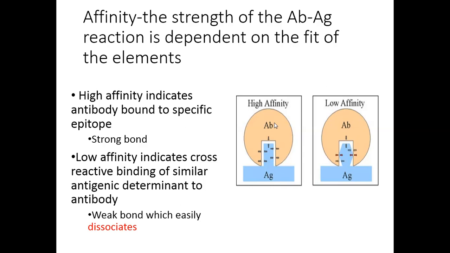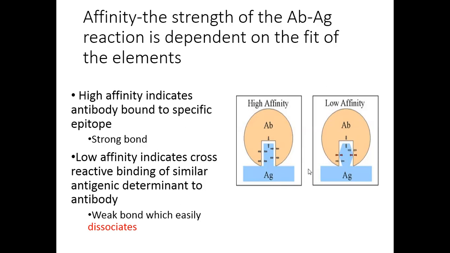This is just another picture that we talked about. When we're talking about affinity, the strength of the antigen-antibody reaction is dependent on the fit of the elements, or the specificity of the elements. If we use the lock and key analogy we've spoken about multiple times this semester, affinity, or the strength of the initial bond between the antigen and antibody, is dependent on the fit, to keep it a longer, stronger bond over the long term.